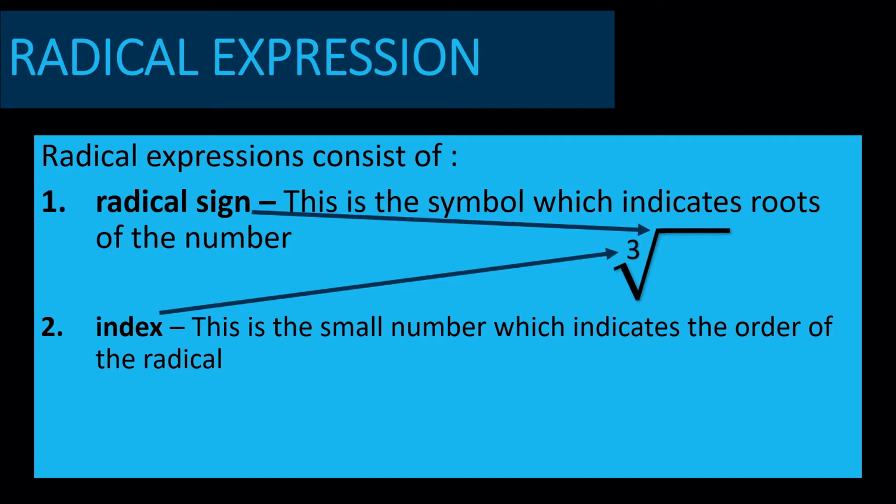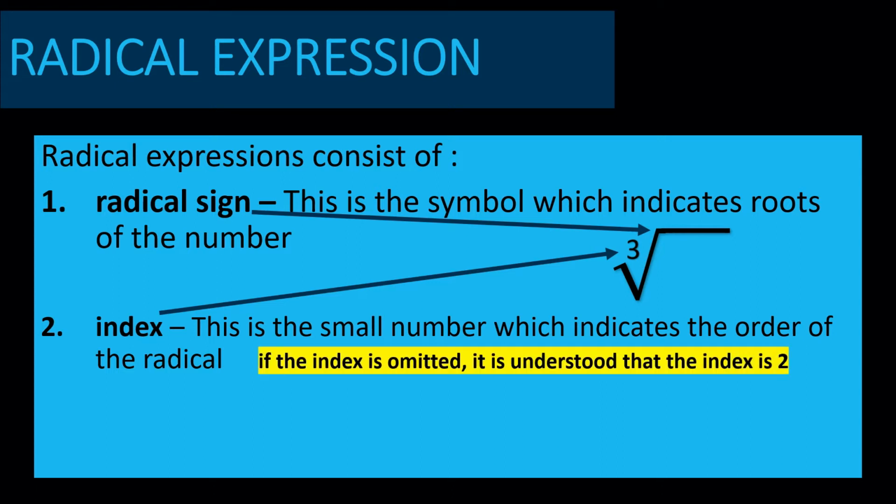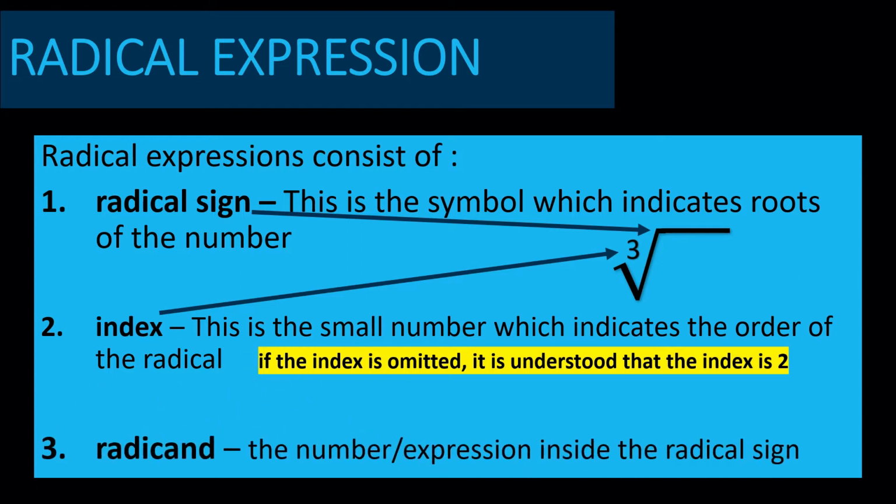So meaning, if we have that 3, we're going to extract the cube root or the third root of the radicand. Note that if the index is omitted, it is understood that the index is 2, meaning you cannot see that small number in that place, so the index is 2. Next is the radicand. Radicand is the number or expression inside the radical sign. Example, in this case, ab squared, it is the radicand. All of that is the radicand.